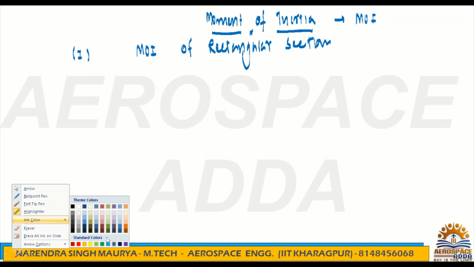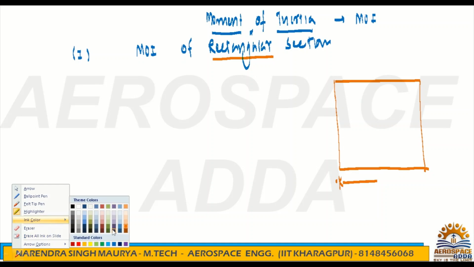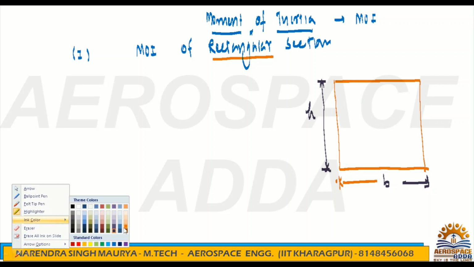So for the rectangular section, it is something like this. If you check the dimensions for this rectangular section, we just say this is the width b, and the depth, or you can say height, better to say height, it's nothing but h. Now we are interested to calculate moment of inertia about any axis.